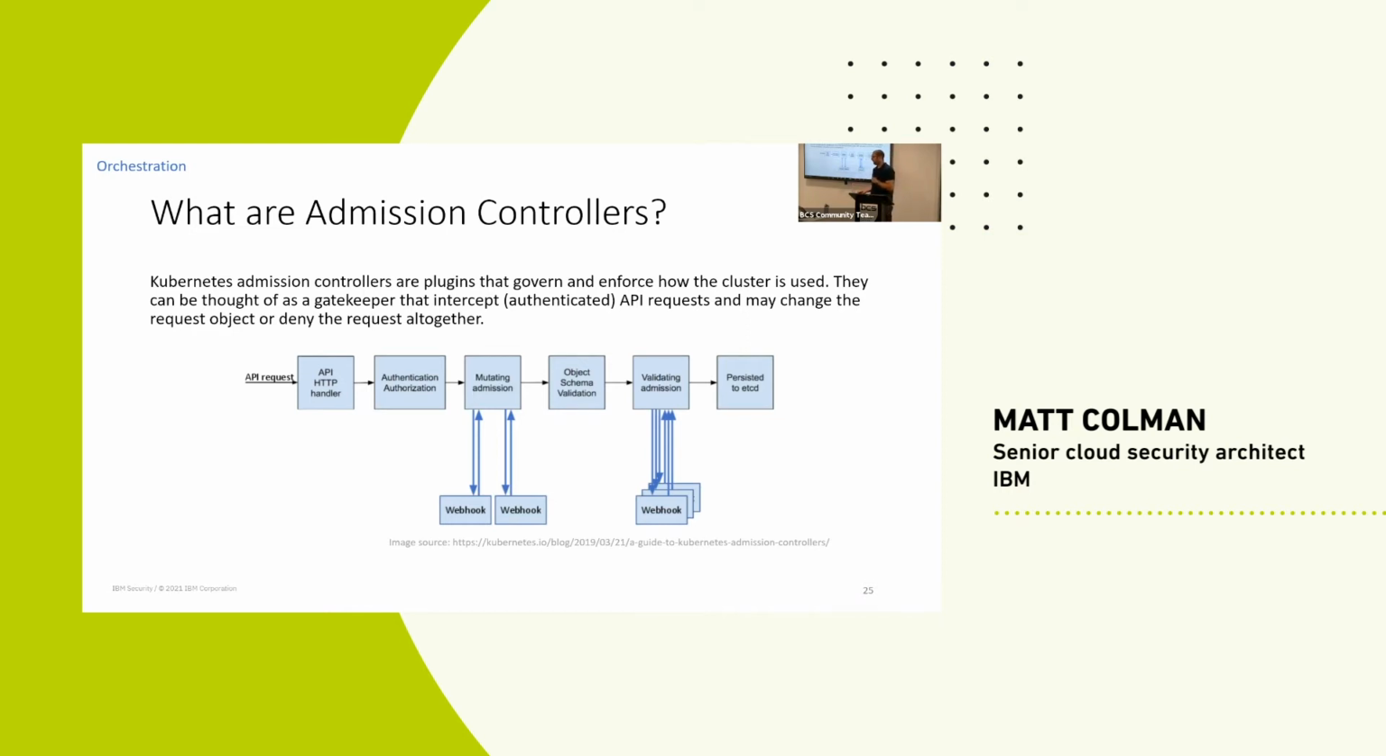And then the validating one is, again, that's the nightclub bouncer here. So this is the one that says, are you aligned with any policies that I need to check against? Should I let you into the cluster? So two things that can work there. You can use one or the other, or both of them, depending on what your use case is.